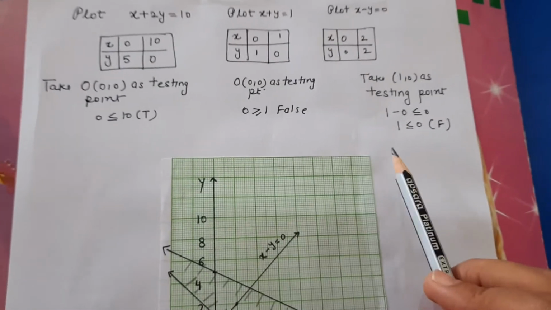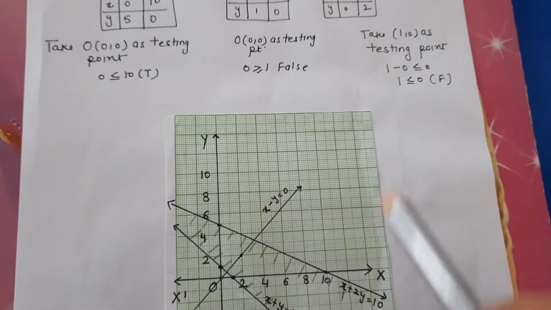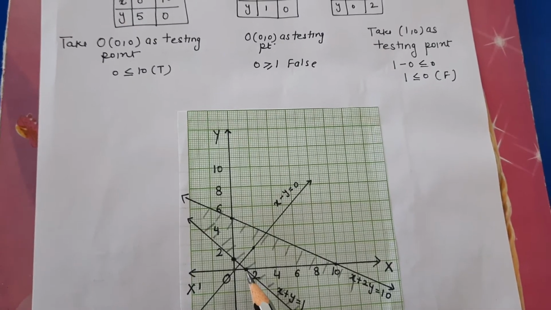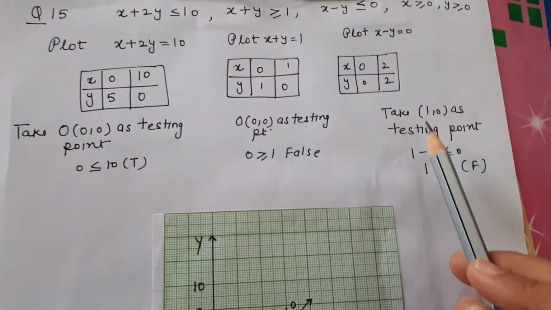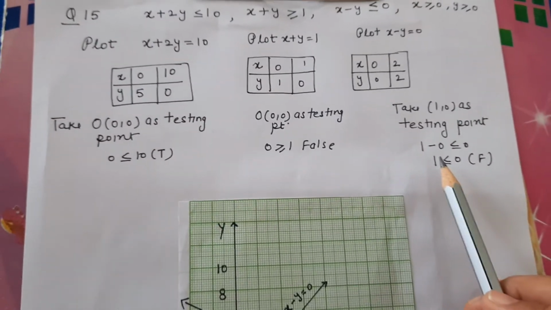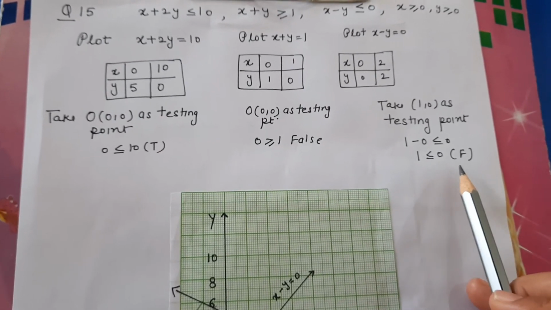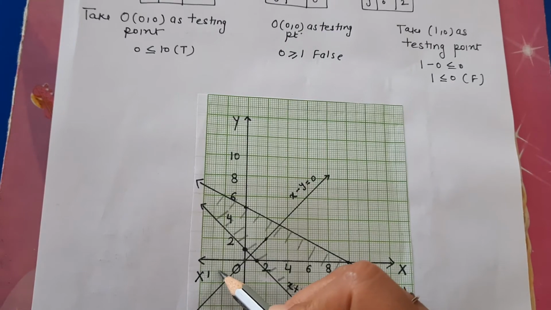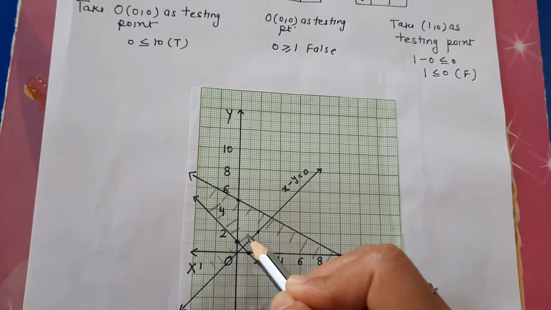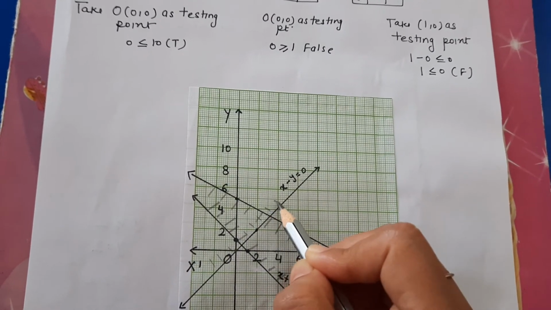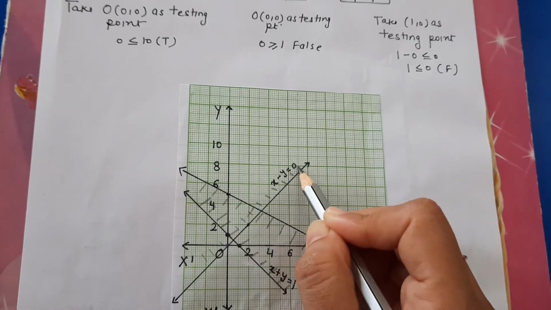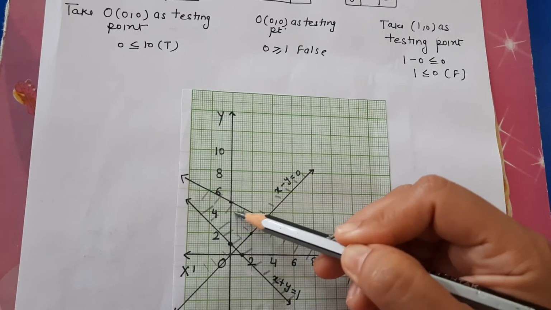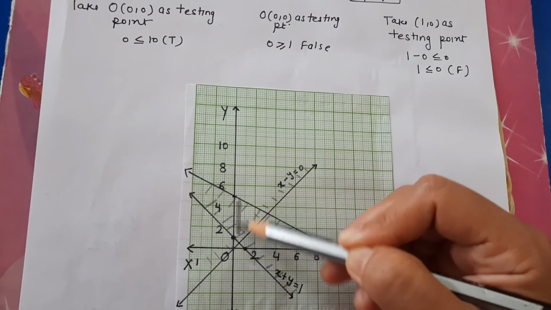Since this line is passing through the origin, I have taken 1, 0 as the testing point in the downward direction. Put here x1, y0. So 1 is less than or equal to 0. This is false. Now if it is false, so region will be in the upward direction because the points in the downward direction are not satisfying the condition. Done? After this, find the shaded region only in the first quadrant.